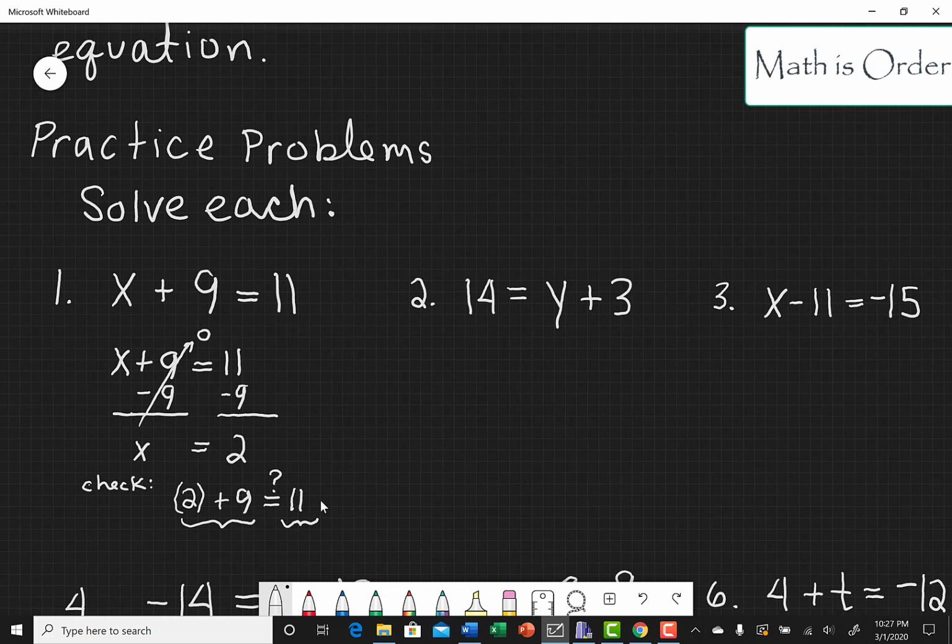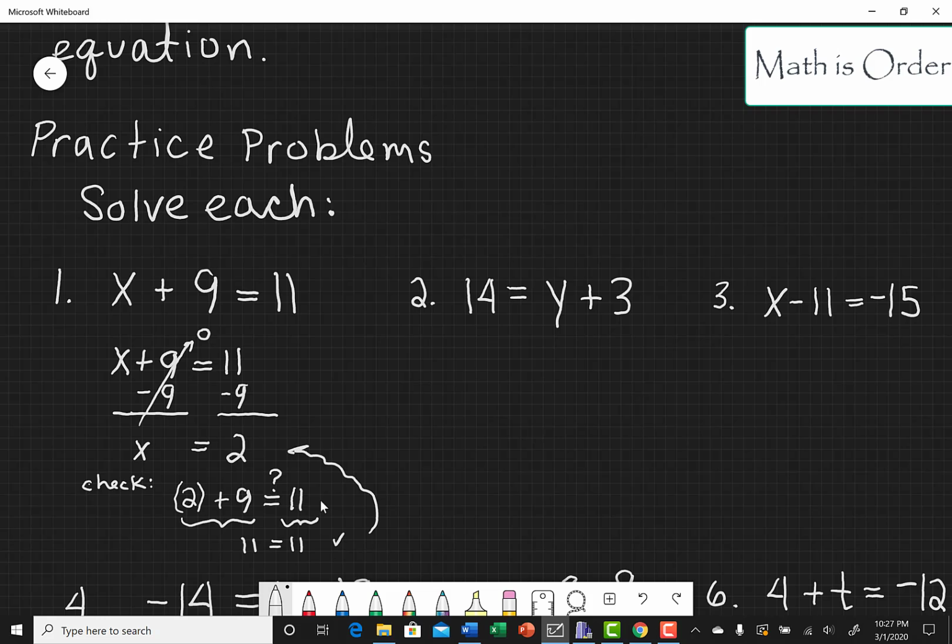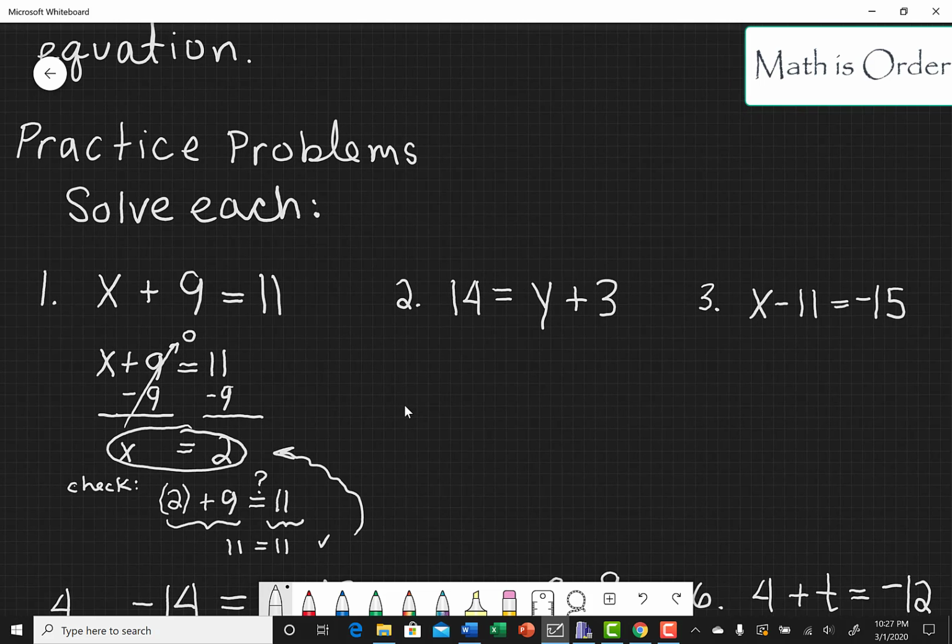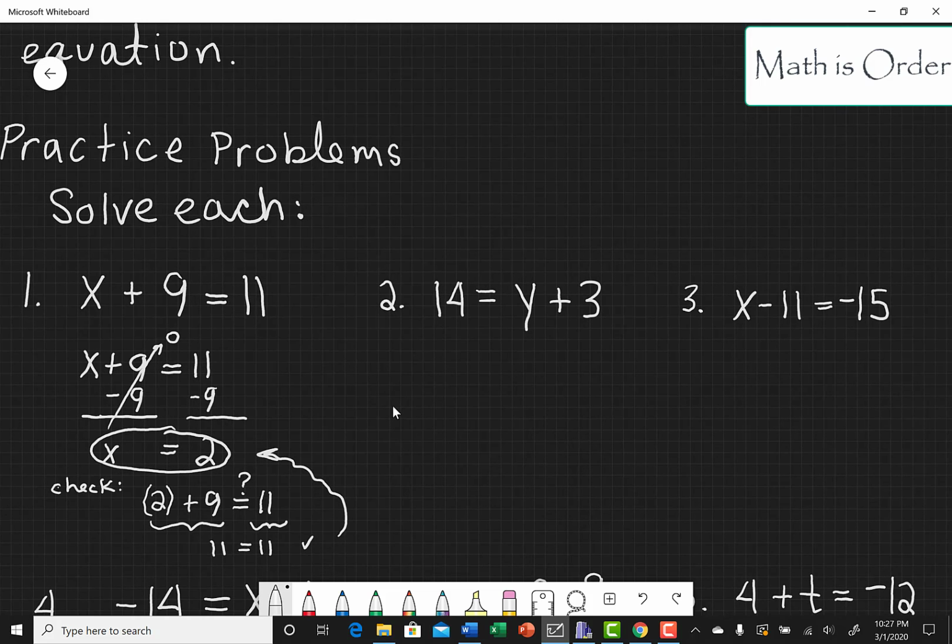Well, you can see that 2 plus 9 is 11. And 11 is equal to 11. So yes, it checks. So therefore, we can now say that x equals 2 is a solution. All right, and we do all of these problems in a similar way. Let's move on to number 2.